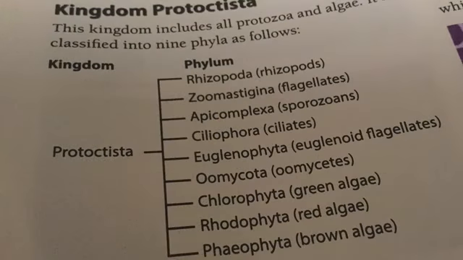Under the kingdom Protoctista are the following phyla: phylum Rhizopoda, phylum Zoomastigina, phylum Apicomplexa, phylum Ciliophora, phylum Euglenophyta, phylum Oomycota, phylum Chlorophyta, phylum Rhodophyta, phylum Phaeophyta.